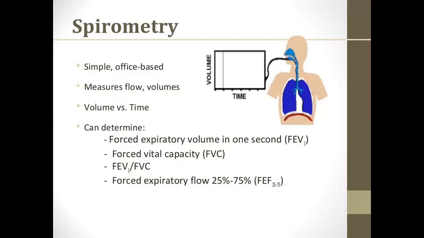Spirometry is simple, office-based, and measures flow, volumes, volume versus time. It is also used to determine forced expiratory volume in 1 second, that is FEV1, forced vital capacity, that is FVC, FEV1 by FVC, forced expiratory flow 25% to 75%.